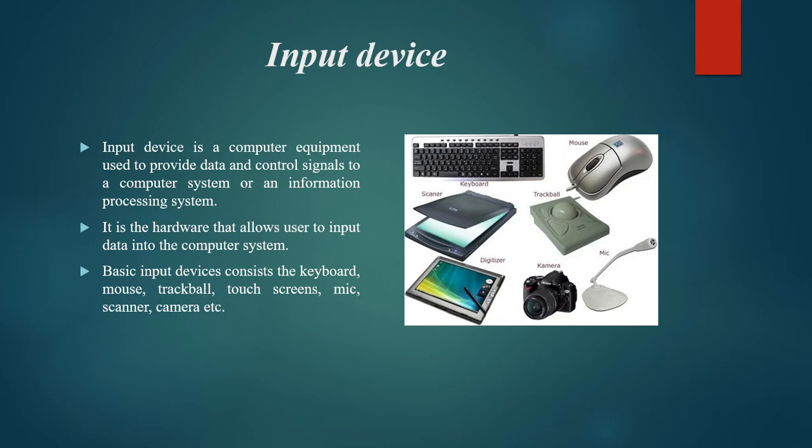So basic input devices consist of the keyboard. As we talk about the keyboard, we use it to type data into the computer so that it will be processed. And we have the mouse that we use to click and do other actions.